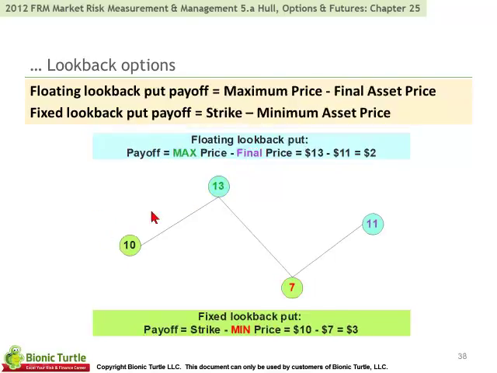And now let's just take the same path price. I thought this would be helpful, and look at it in terms of the floating look-back put. Now we take the maximum price minus the final asset price. So here we look back, in the case of the floating look-back put, to the 13 and subtract the final of 11, and we get a payoff of 2. If, on the other hand, we used a fixed look-back put payoff where the strike was set at inception to $10 and we end up here, we would take the strike of 10 and look back to the minimum asset price of 7. So the fixed look-back put, assuming a strike of 10, would have a payoff of 3.